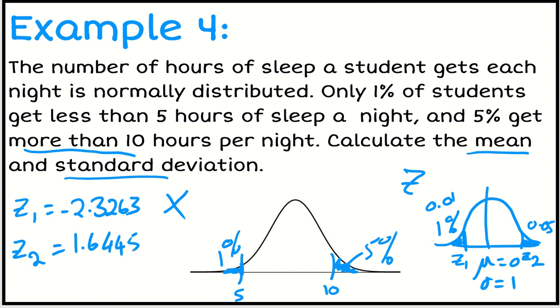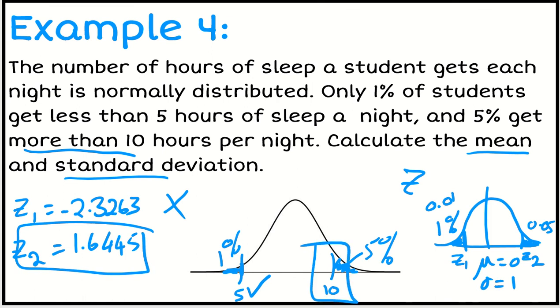Okay, so now I'm going to take each of those. That first value of negative 2.32, that Z value is equivalent to this X value of 5. And the negative 1.6445, that's equivalent to the Z value of 10. So I need to make sure that I'm using them in the right calculations.